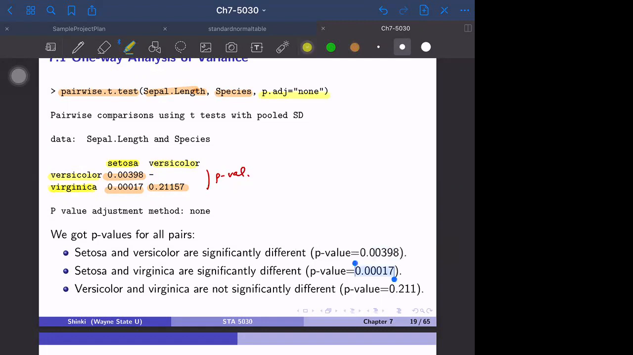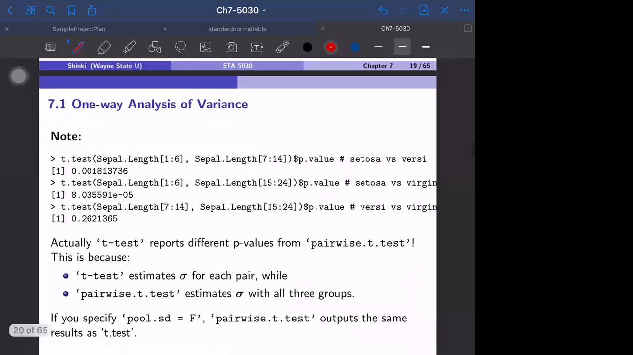But we have studied the t-test before in chapter 5. If we use just 2 vectors, you can compare the 2 groups. In that way, we can also test the pairwise difference: Setosa versus Versicolor, Setosa versus Virginica, and Versicolor versus Virginica. And the p-values are obtained here. These are actually similar, but slightly different.